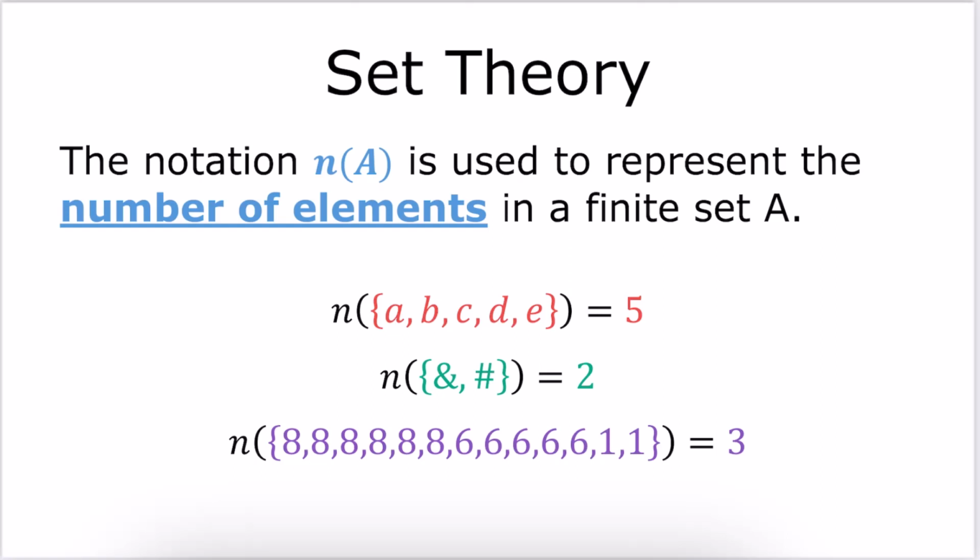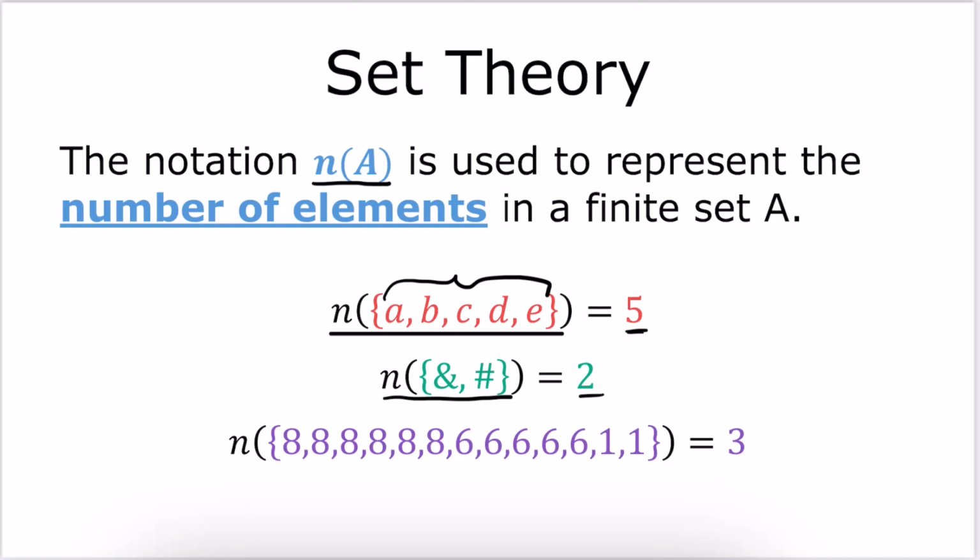And the notation we use for this looks like this. If you see the notation n with a in parentheses, what this means is that it is going to represent the number of elements in the finite set A. So for example, if I was looking at n of this set, that's saying the number of elements in this set, and then this is going to equal a whole number. Since there are 5 elements in this set, the number of elements in the set would equal 5. The number of elements in this set would equal 2.